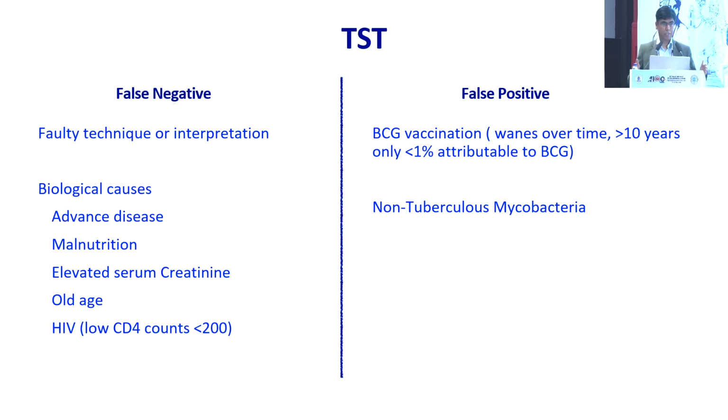Now, there are a lot of situations where these tests can be negative because of the technique and interpretation of the test, as well as a lot of biological causes which can lead to a negative outcome in these tests, even if the patient has ocular TB. And of course, these tests are affected by BCG vaccination, although this is very rare. And after 10 years of vaccination, almost none of this can come positive because of vaccination. Now, other non-tubercular mycobacteria can also give a false positive TST.